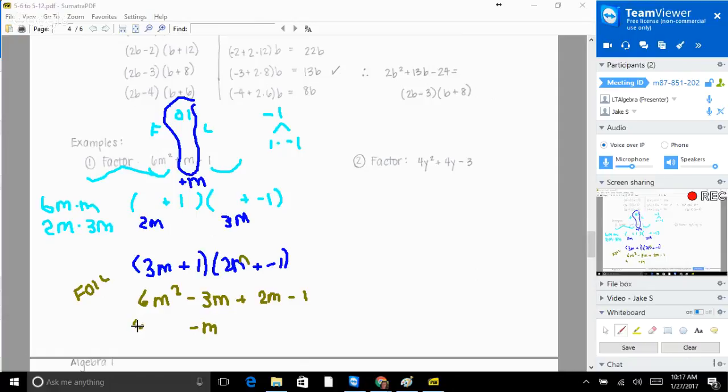So everything is right about this, except for up here in my original problem, I have a plus m, and I ended up with a negative m down here. So what that means is that I need to flip-flop these guys. Okay, so I really need to do 2m plus 1, m plus negative 1.